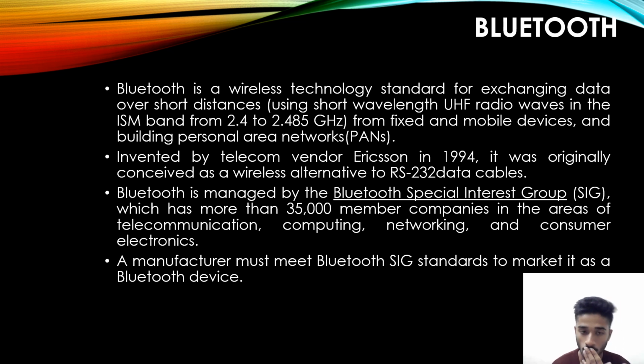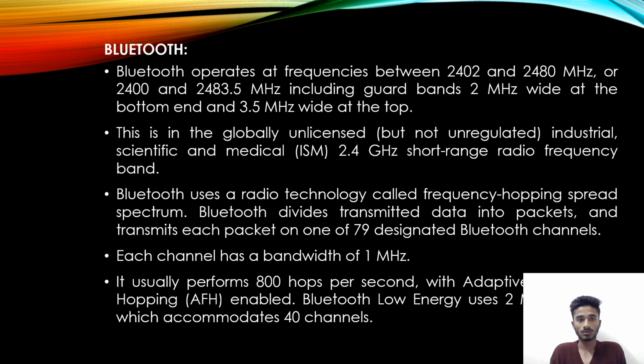Similarly, to use Bluetooth on your device, you have to have permission from the Special Interest Group, which is known as the SIG. Bluetooth operates at frequencies between 2402 and 2480 megahertz, or 2400 and 2483.5 megahertz, including guard bands 2 megahertz wide at the bottom end and 3.5 megahertz wide at the top end. This is in the globally unlicensed but not unregulated industrial, scientific, and medical 2.4 gigahertz short range radio frequency band.